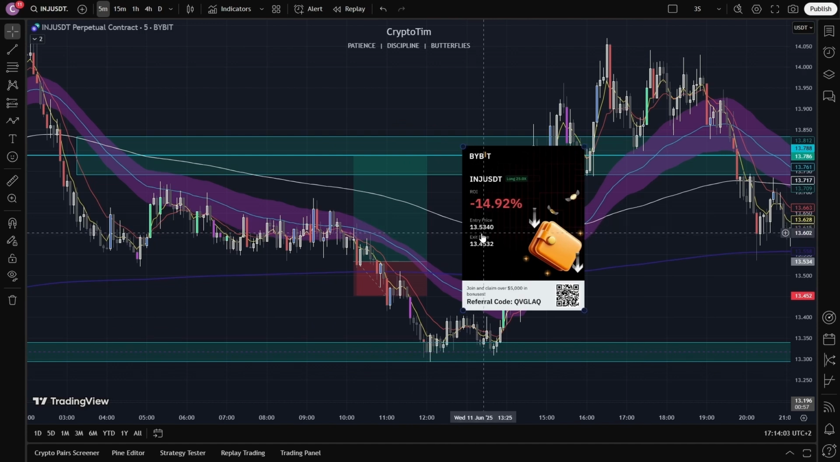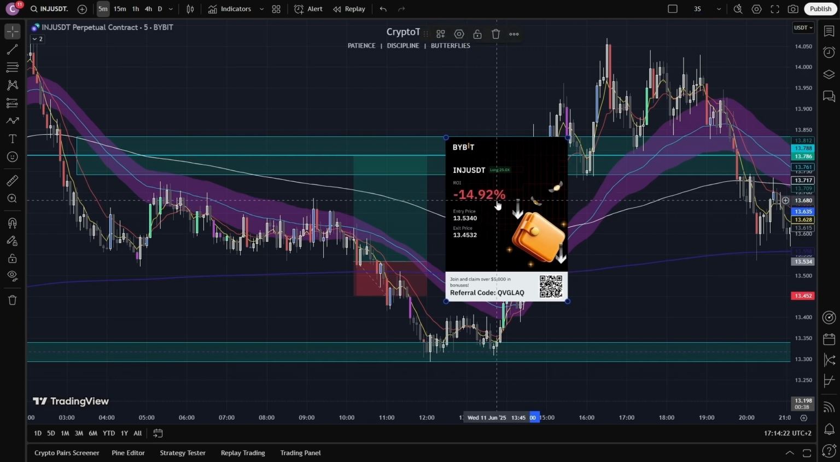My entry was at 13.5340, which is a tiny bit higher than this, probably because of slippage, I guess. Exit 13.4532, resulting in a 1 hour loss of 14.9% on 25x leverage.